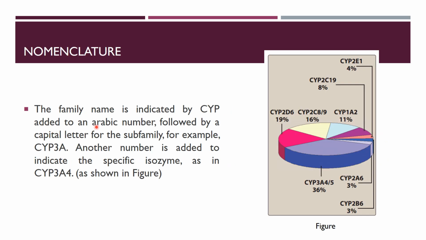Nomenclature: the family name is indicated by CYP added to an Arabic number followed by a capital letter for the subfamily. For example, CYP3A. Another number is added to indicate the specific isozyme, as in CYP3A4. As shown in figure, there are many different types of CYP enzymes and their concentration present in the body.